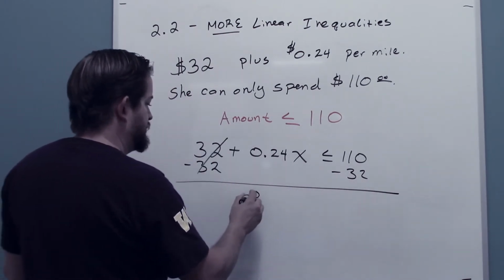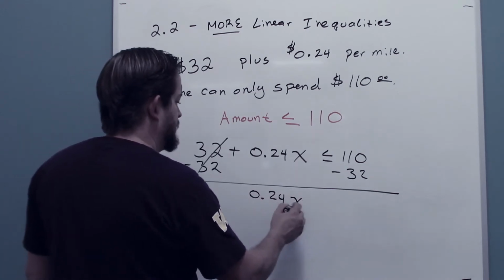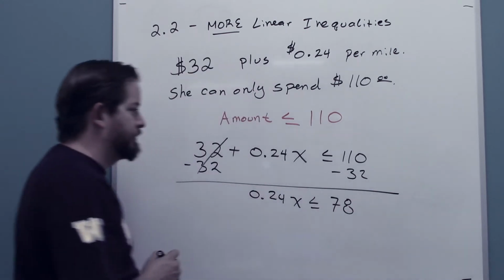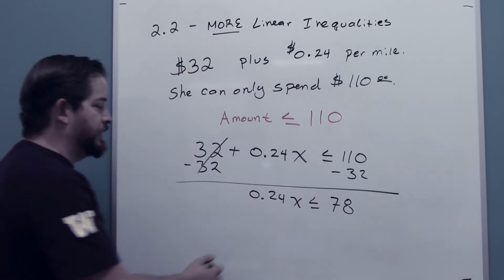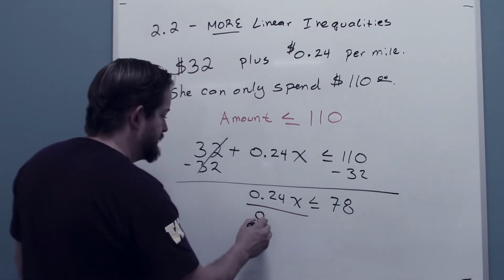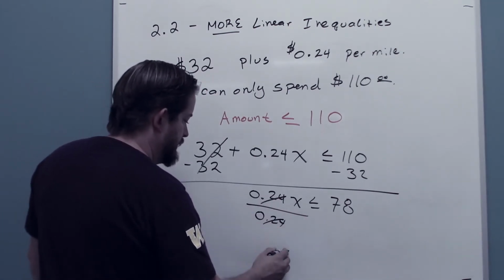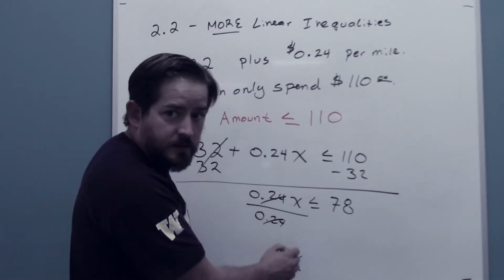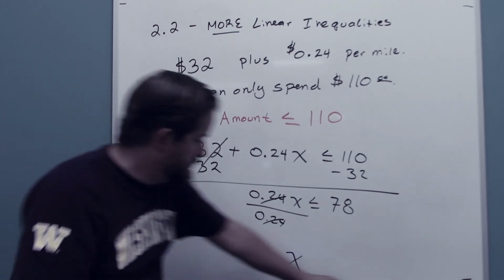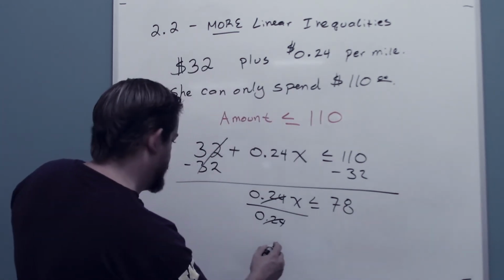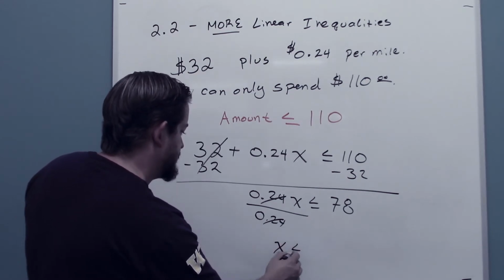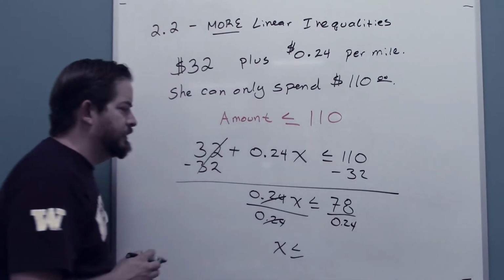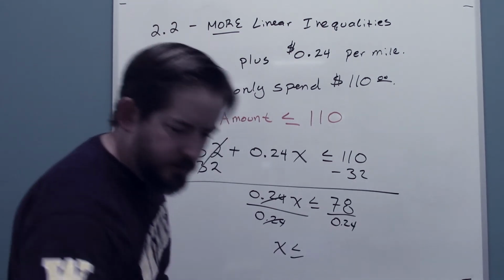So I've got 0.24x less than or equal to 78. Divide each side by 0.24, leaving me with x on the left. I divided by a positive, so I don't have to do anything to this. Is that too low? It's almost too low. So that leaves me with x is less than or equal to, and here of course I divide by 0.24 on this side, and I want to say that's 300.